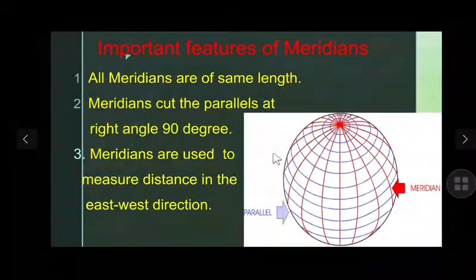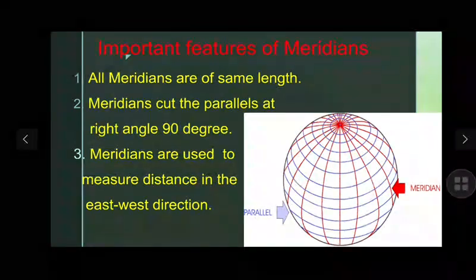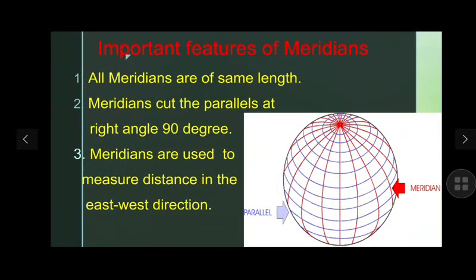Then the third point is that meridians are used to measure distance in the east-west direction. One thing is very important that you must know. When we draw the lines, these meridians are drawn from north pole to south pole. But when we measure the distance between them, they are covering the east to west direction. They are measured from east to west. So these are some of the important features of meridians.